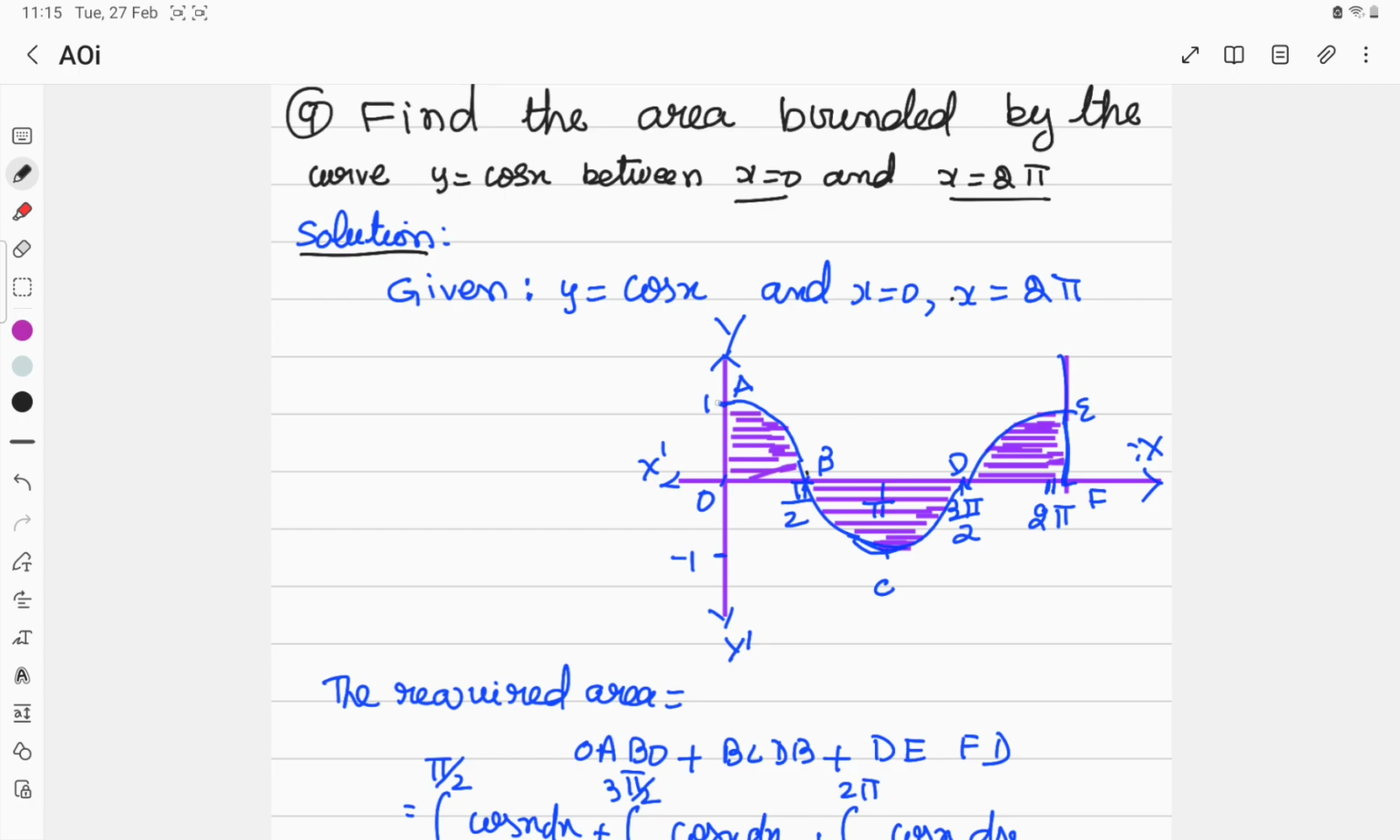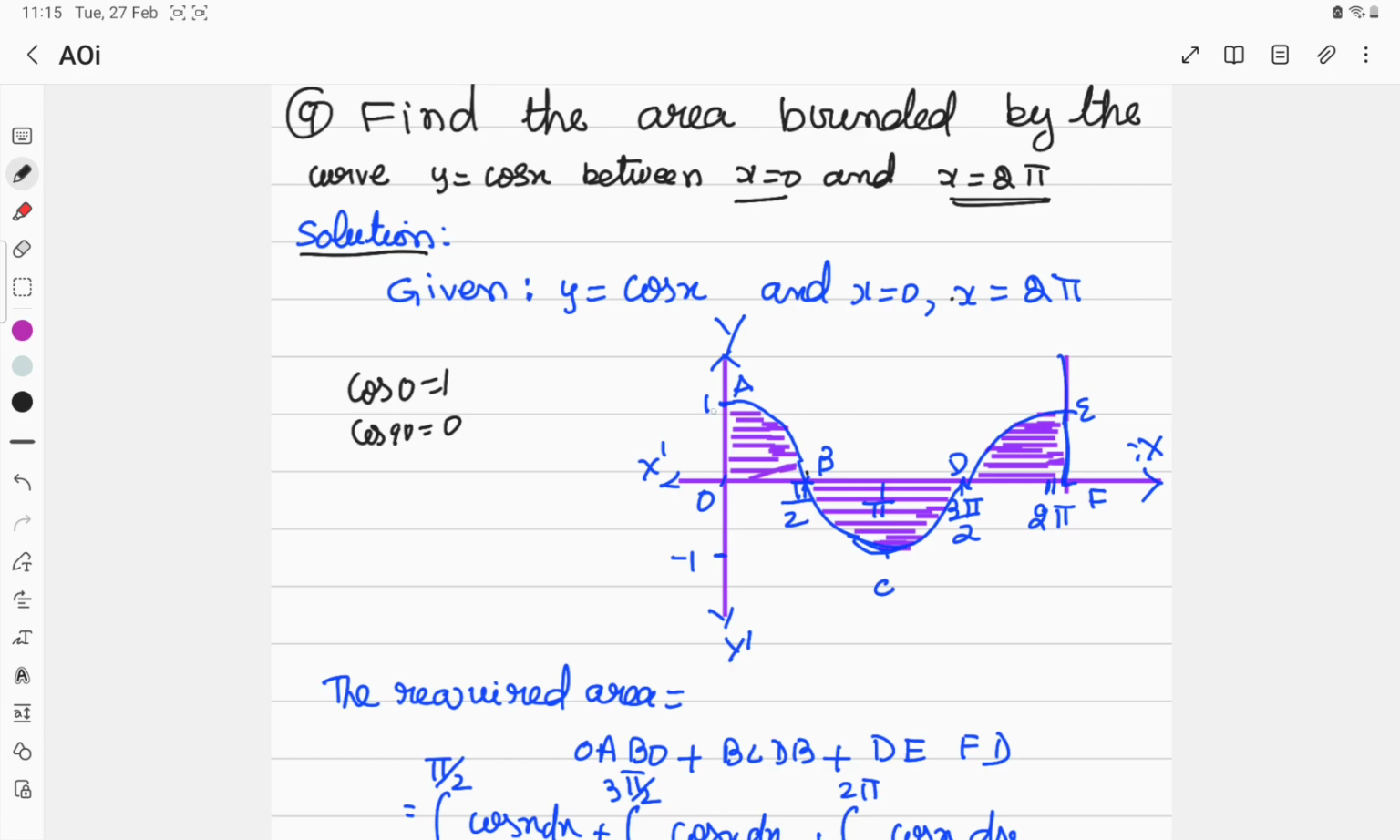So cos 0 is 1, cos 90 is 0. So this is known as a decreasing function. So we have to start y is equal to cos x. So 0, pi by 2, pi, 3 pi by 2, 2 pi are given. X is equal to 0 to 2 pi.